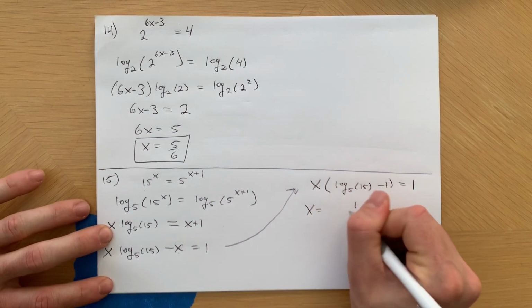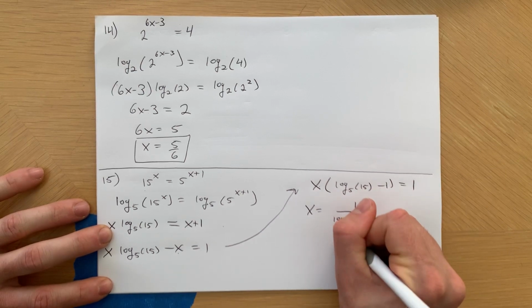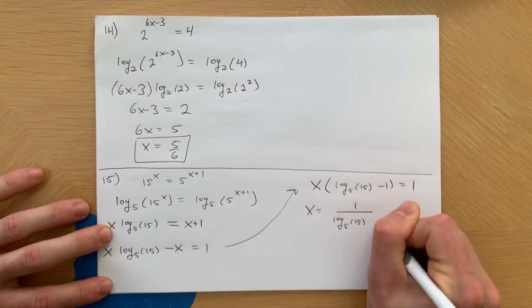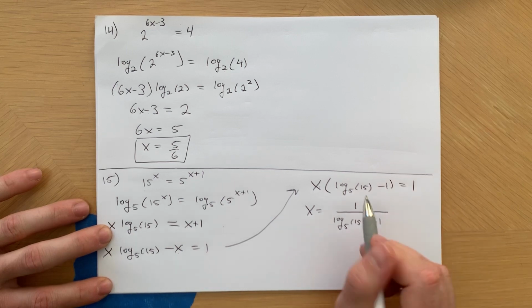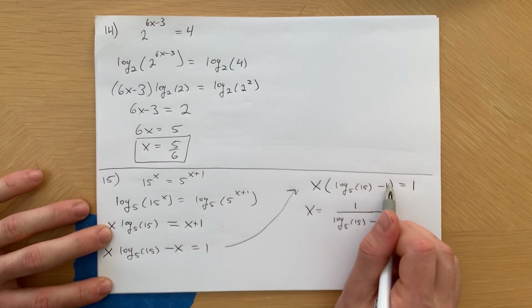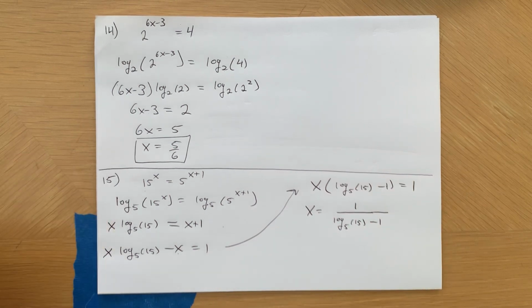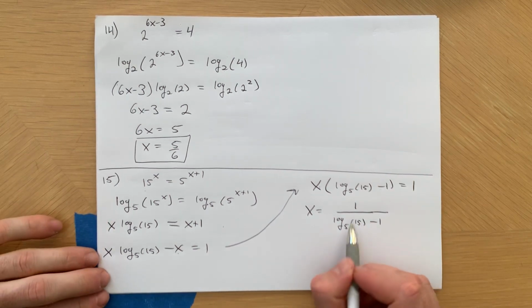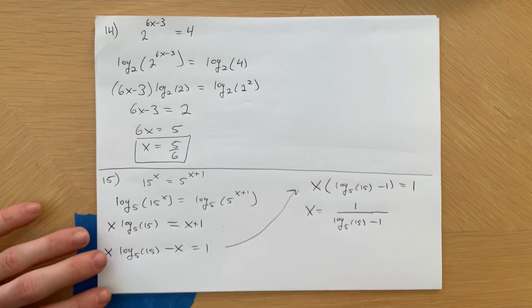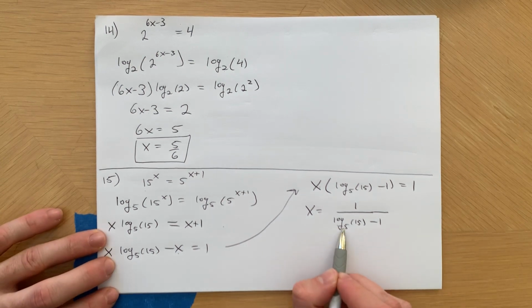So x is equal to 1 over log base 5 of 15 minus 1. Again, just dividing log base 5 of 15 minus 1 over to the right. So we have 1 divided by this number. In this problem, though, you're going to need to use a calculator to figure this out. And so what we need to do is figure out log base 5 of 15.